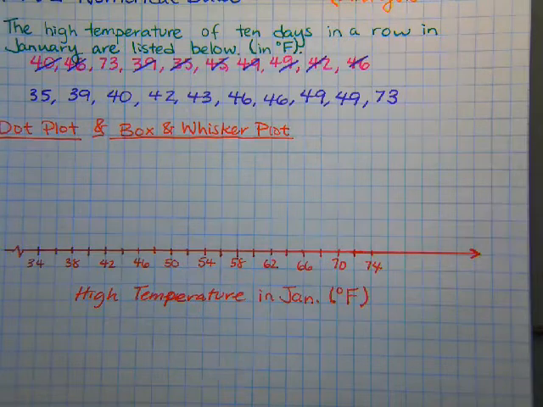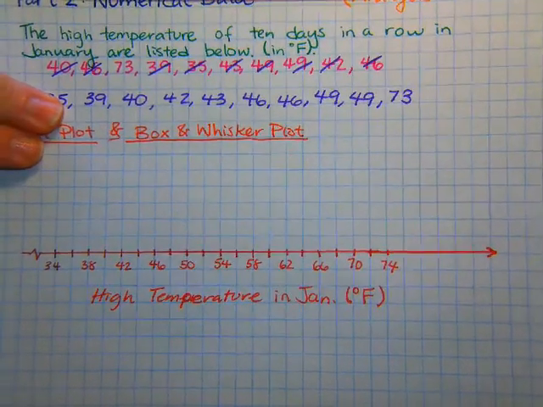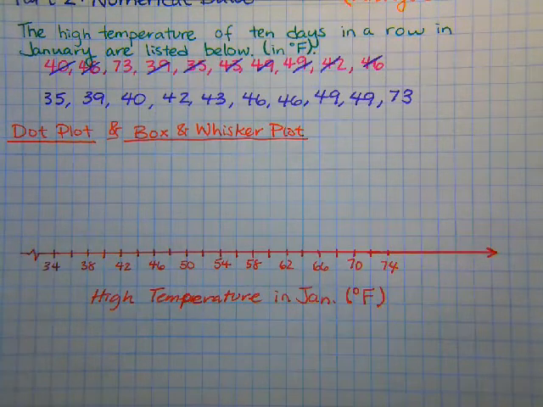Okay, so here is how a dot plot is different for numerical data versus categorical data. So in categorical data, you just kind of stack the dots upward.